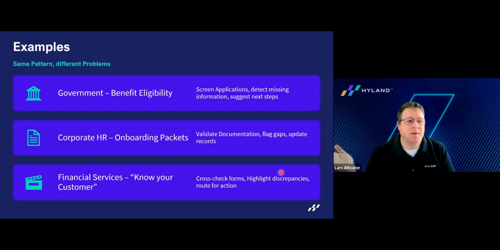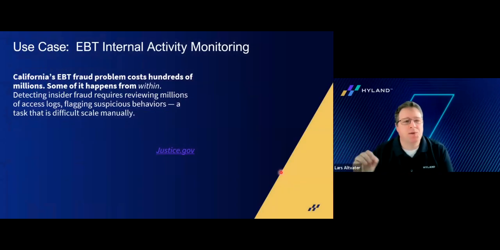Government benefit eligibility, right? Screen applications, detect missing information, suggest next steps, basically the same thing. Onboarding packets: validate documentation, flag gaps, update employee records, a very similar thing. Financial services, know your customer: cross-check forms, highlight discrepancies, route for action. And we'll see more on these later on. This use case seems a little bit different on the surface, but again, it fits the same kind of pattern.